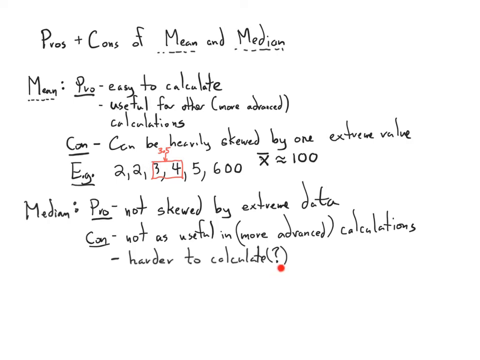And I put that question mark by that because now with today's computer technology, it's a little bit easier to do with technology. So, in some sense, at least for any purpose you'll run across as a teacher, you can go to a computer and you can get the computer to figure out a median quite easily. So the con of it being harder to calculate isn't as much of a con anymore in this day and age.